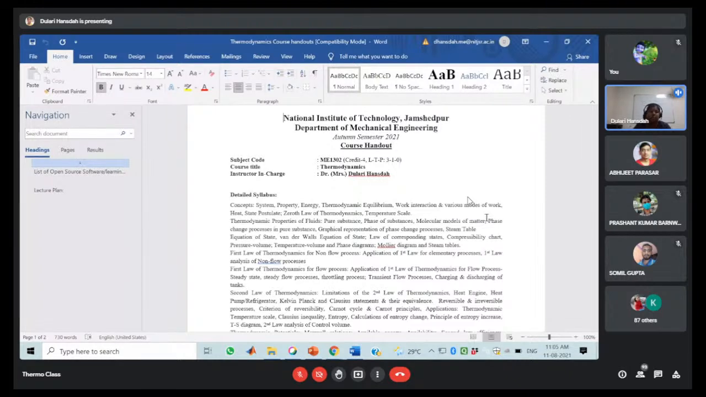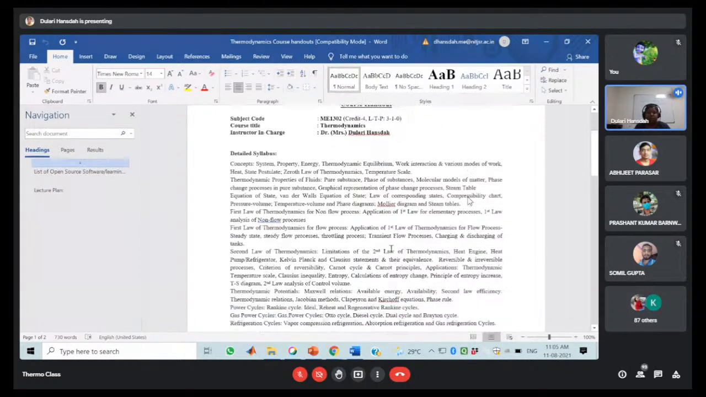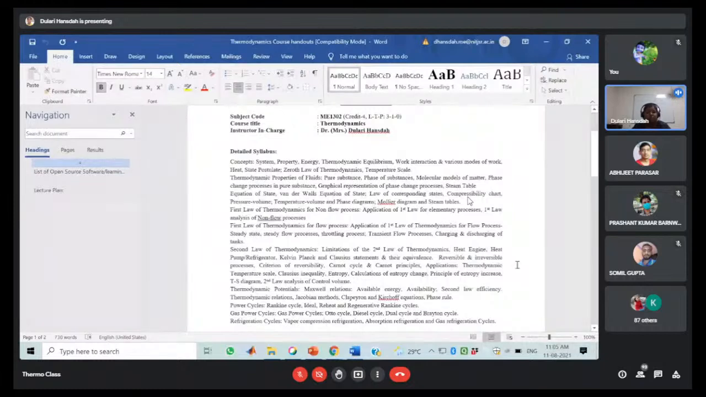Next we will have the second law of thermodynamics. Here we will find out the entropy parameter. There we will also discuss the entropy principle. Okay, next is the thermodynamic potential, which relates to the Maxwell relations. Here we will study the available energy, exergy, and energy.